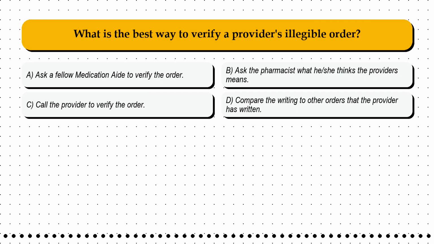Question 208. What is the best way to verify a provider's illegible order? Option A. Ask a fellow medication aide to verify the order. Option B. Ask the pharmacist what he/she thinks the provider means. Option C. Call the provider to verify the order. Option D. Compare the writing to other orders that the provider has written.